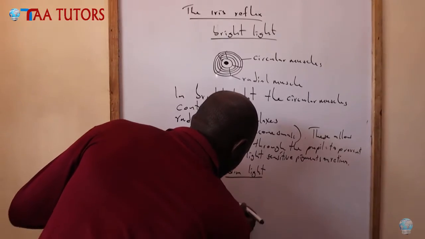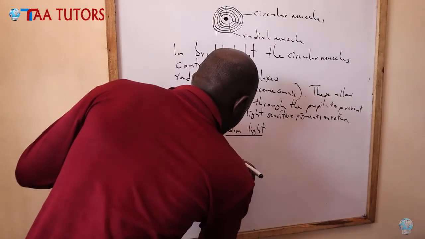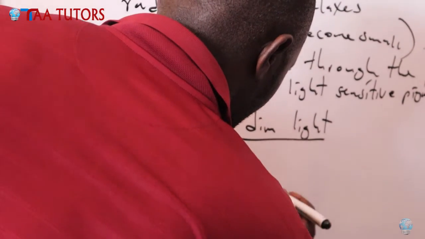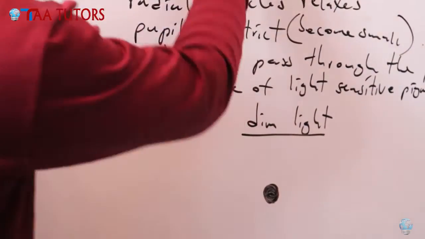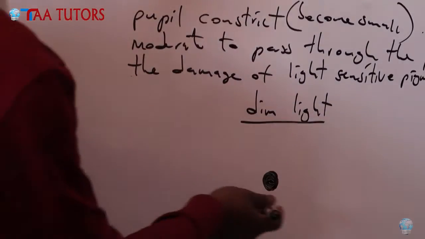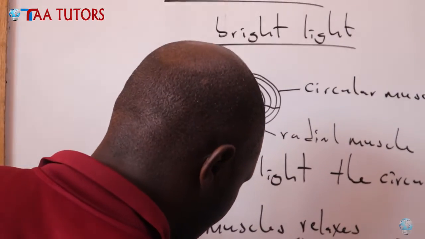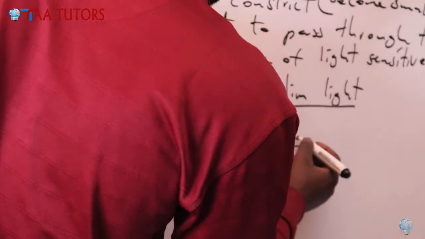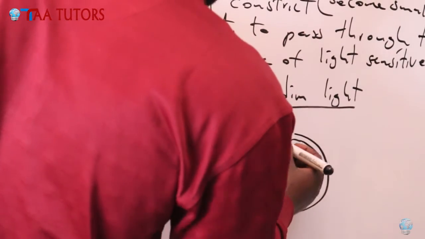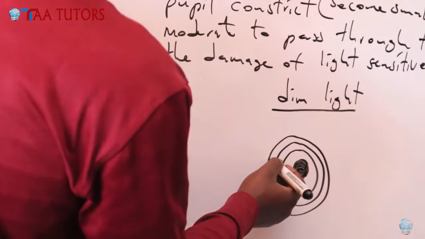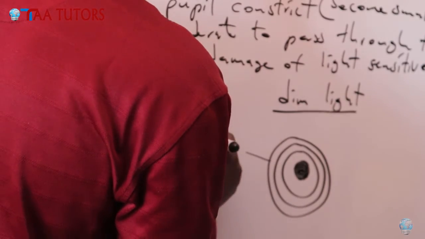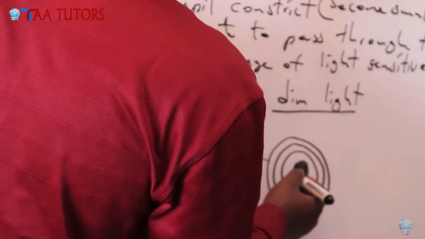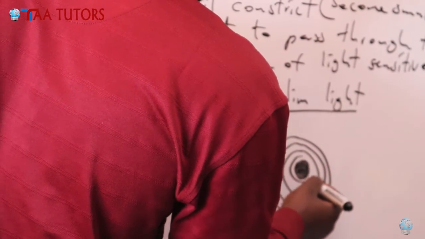So if I was to draw it, if this is the pupil, I have increased the size as compared to the first one there. So this is a bigger pupil. These are still my circular muscles here. They are like that. So you see, this is called circular muscles, and then there are also the radial muscles.